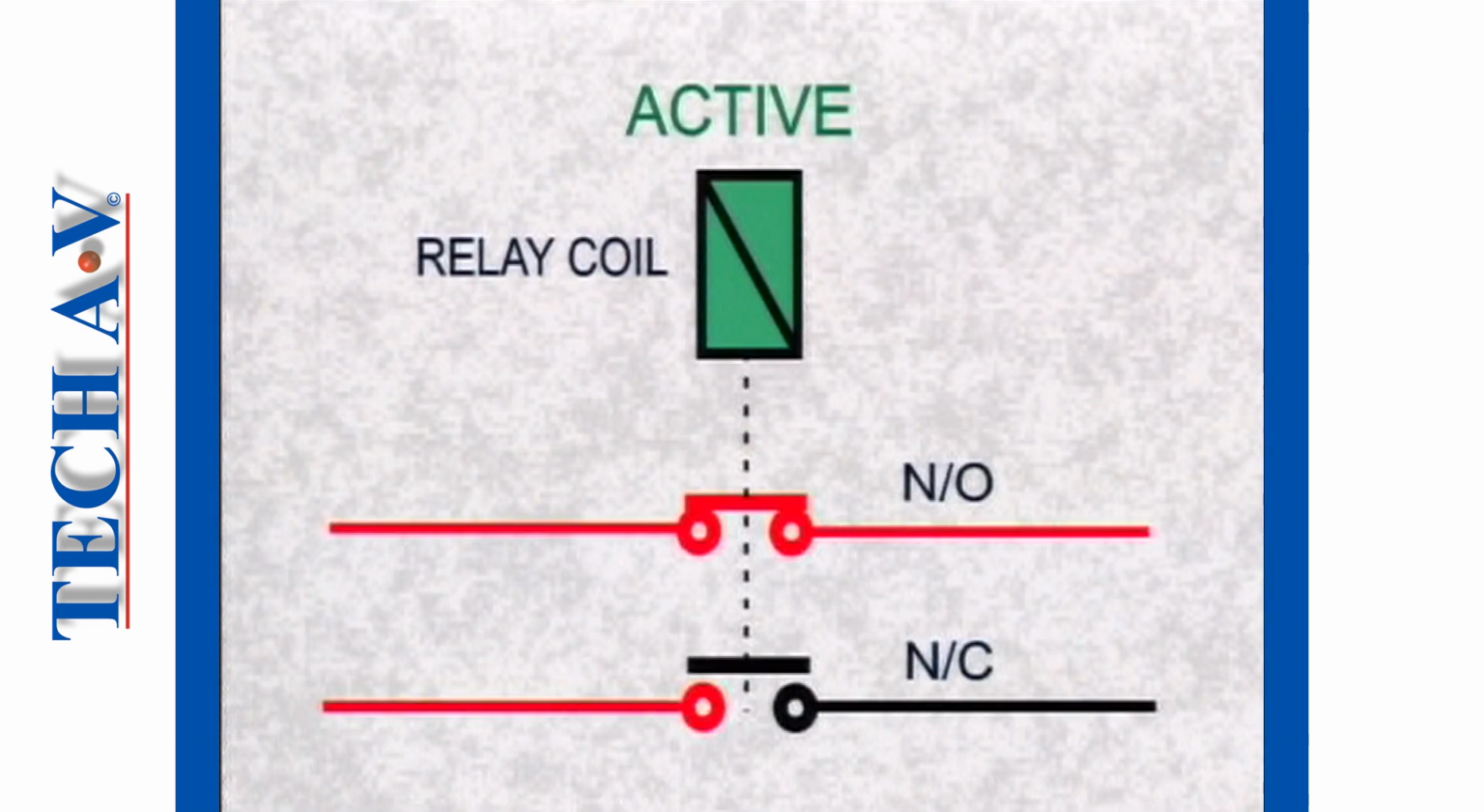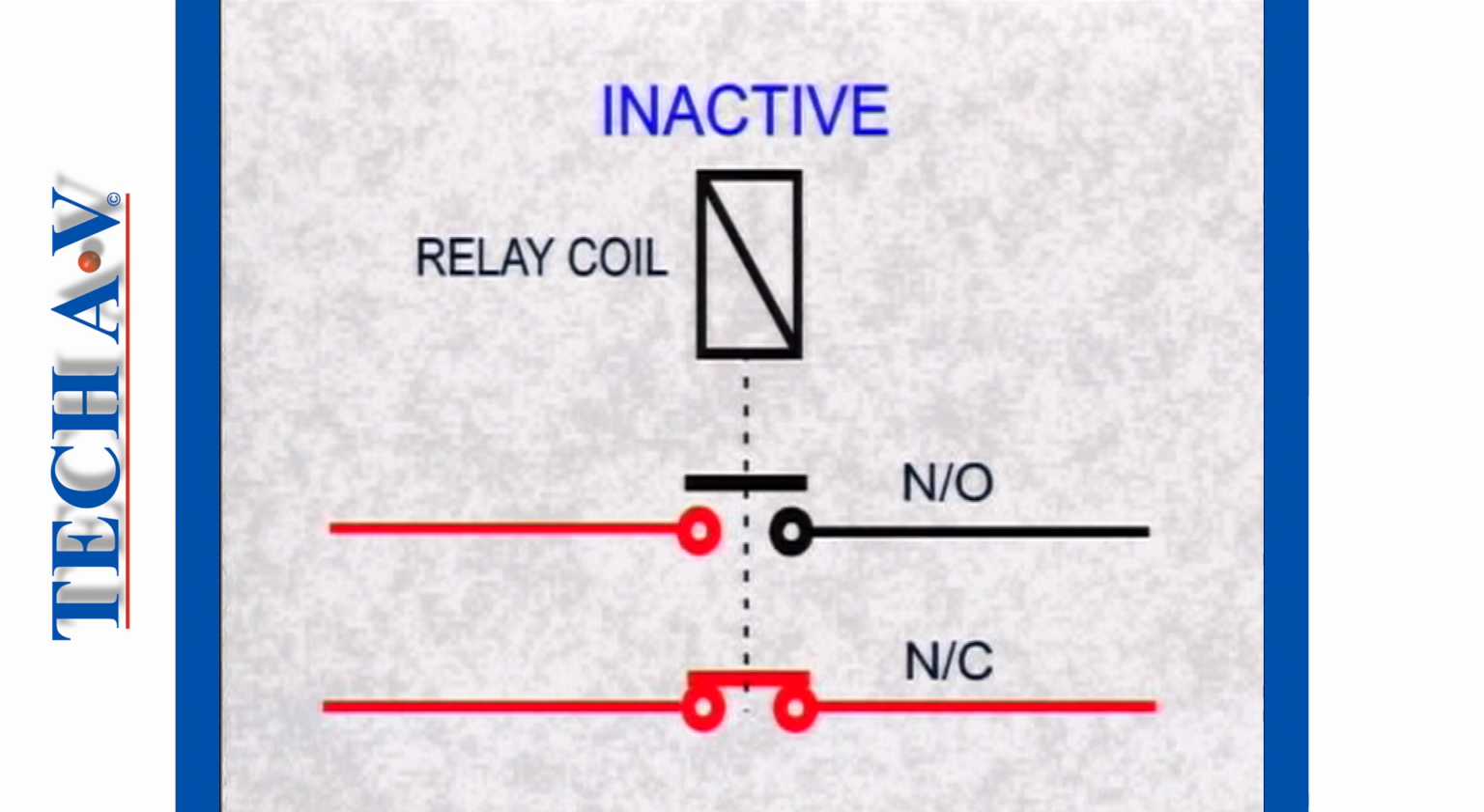As previously explained, when its coil is energized, one or more sets of contacts change to their active state, either opening or closing the electrical circuits to which they are connected. Then, when the signal to the coil is interrupted, the coil becomes de-energized and all contacts return to their normal or inactive state.